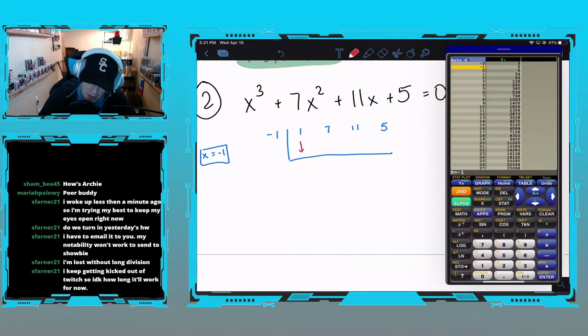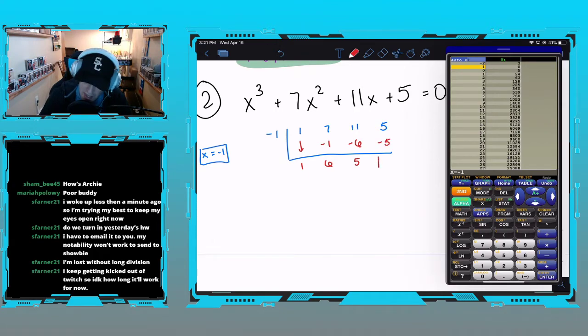So I'm going to bring down the 1. I'm going to multiply. So -1 times 1 would give us -1. Now I'm going to add those together. 7 minus 1 would just be 6. I'm going to repeat the process. -1 times 6 is -6. I'm going to add those together. It'll give me 5. And my last multiplication, -1 times 5 is -5.